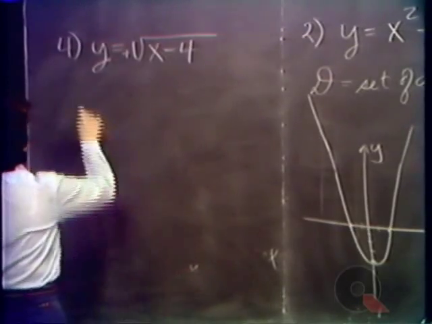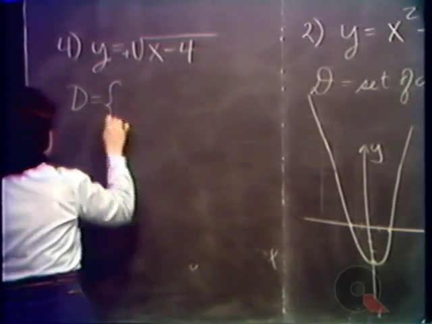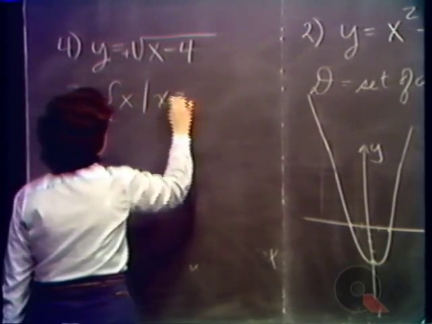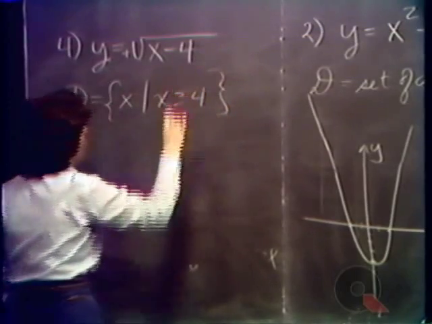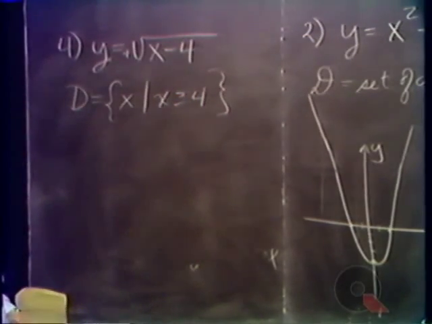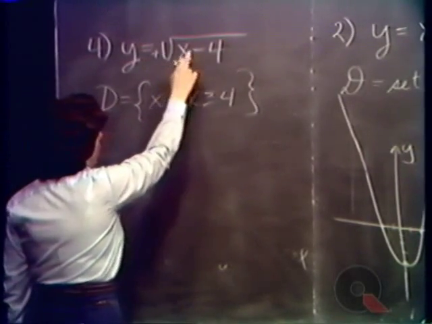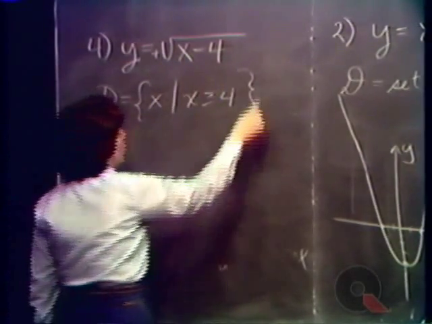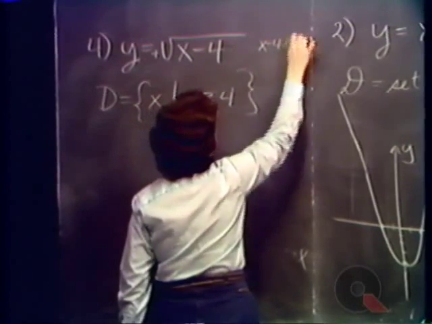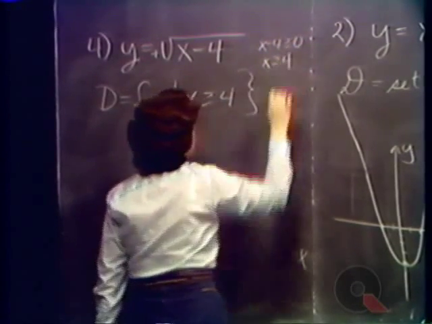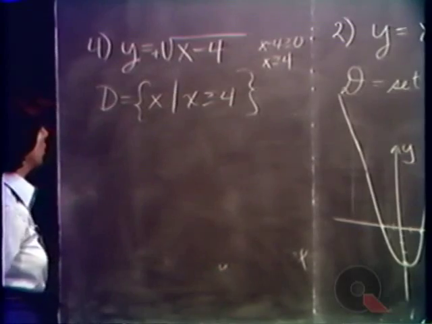Okay, now clearly, the domain of this function is the set of all x values such that x is greater than or equal to 4. We've seen this earlier. It's basically starting off the same as the other one. x minus 4 has to be greater than or equal to 0, because you cannot take the square root of a negative number. So x has to be greater than or equal to 4.